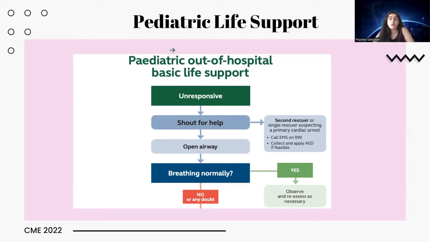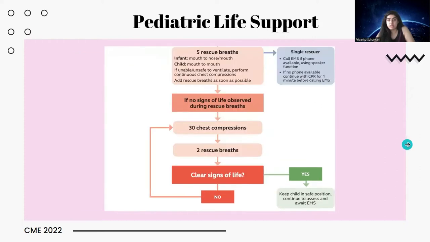You will not wait to call for help and then give CPR. Even if you're alone, the first thing you will do is start the rescue, and after that you will call for help. So you have an unresponsive patient, you shout for help. If there's a second rescuer available, do it in tandem. One person will call the emergency services and the ambulance, and the second person will assess the patient. You see whether the airway is open, whether they are breathing normally. If you have an unresponsive patient breathing normally, then you just continue to observe and reassess as necessary. And if the patient is not breathing normally, or if you have a doubt whether they are breathing normally, you start the rescue. Next slide.